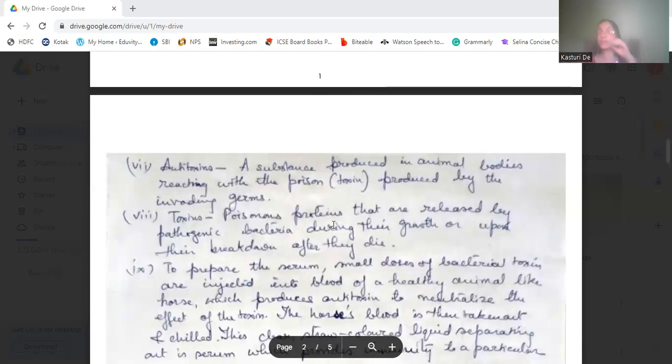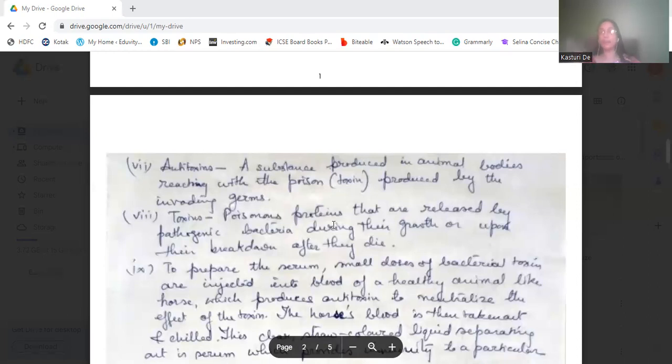These proteins are produced when they grow inside our body or inside an animal body. When they grow, or when they break down after they die, they produce certain poisonous substances, poisonous proteins. Those are known as toxins.